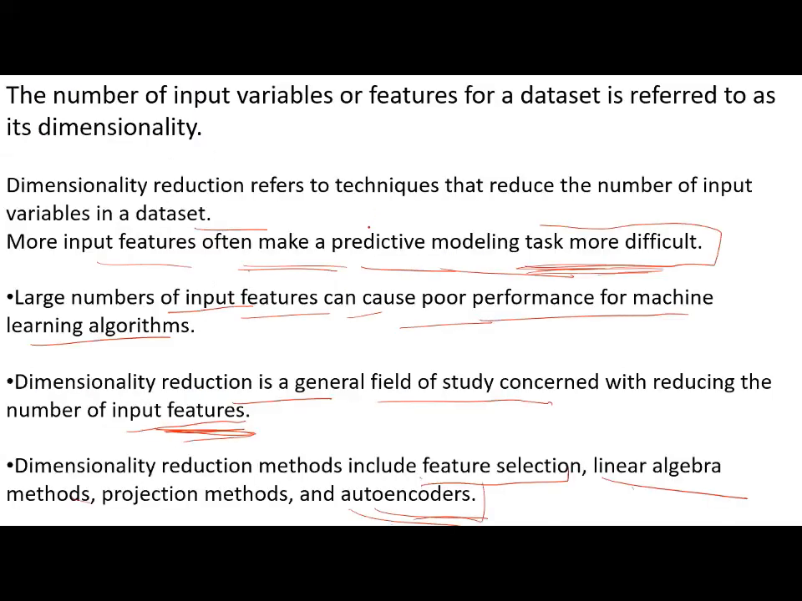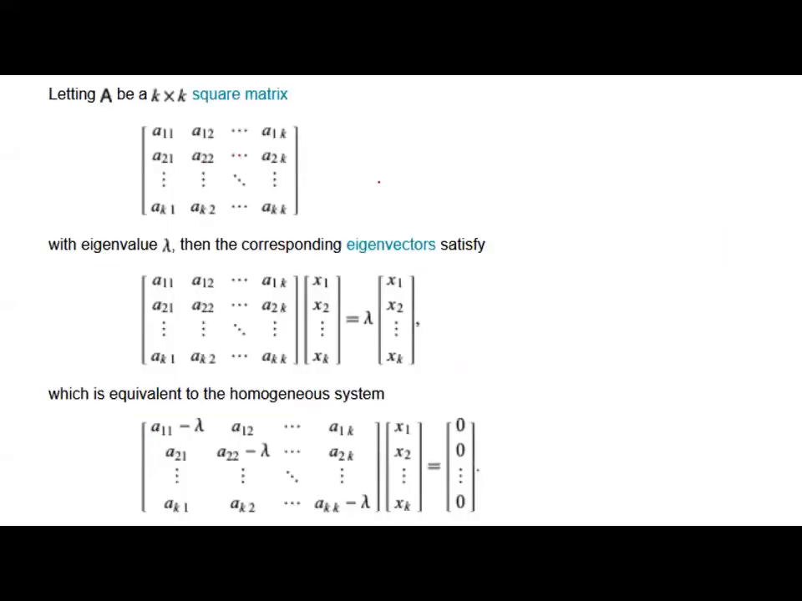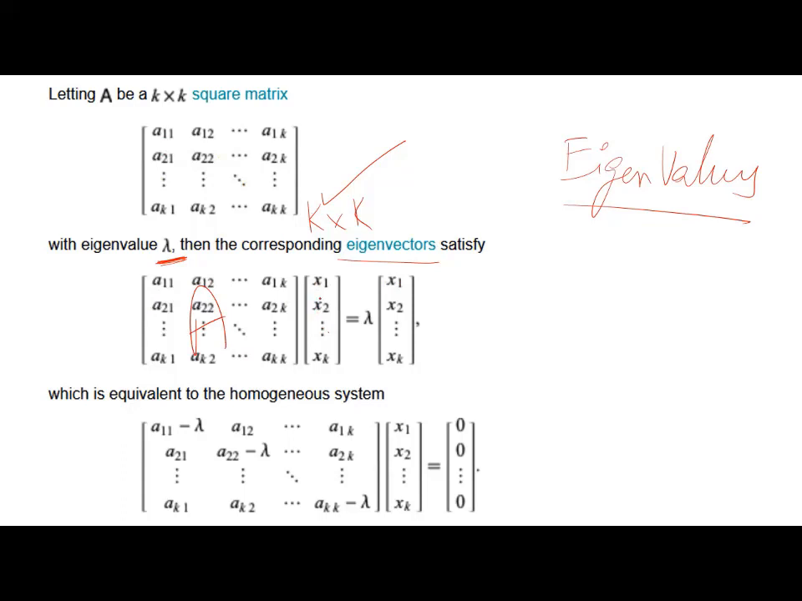Right. Before going to the actual principal component analysis, let us see what eigenvalues are and how eigenvectors are created. For example, if you take a matrix A11 to AKK, this is a K by K matrix. For an eigenvalue lambda, the eigenvector satisfies A into x equal to lambda into x.